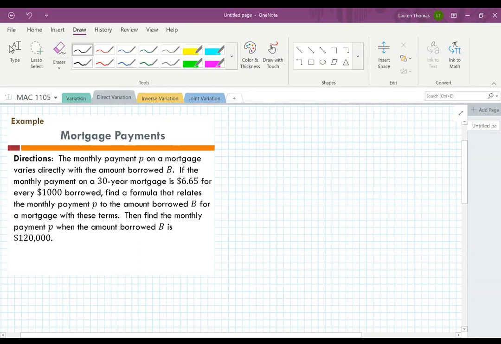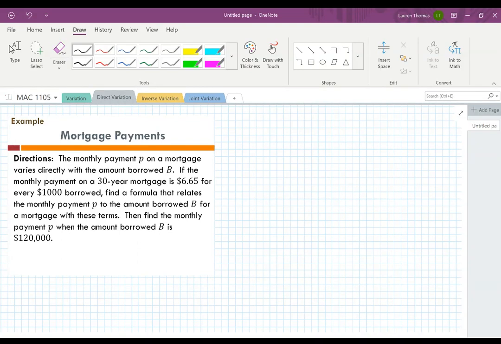If the monthly payment on a 30-year mortgage is $6.65 for every $1,000 borrowed, find a formula that relates the monthly payment P to the amount borrowed B for a mortgage with these terms. Then find the monthly payment P when the amount borrowed B is $120,000.